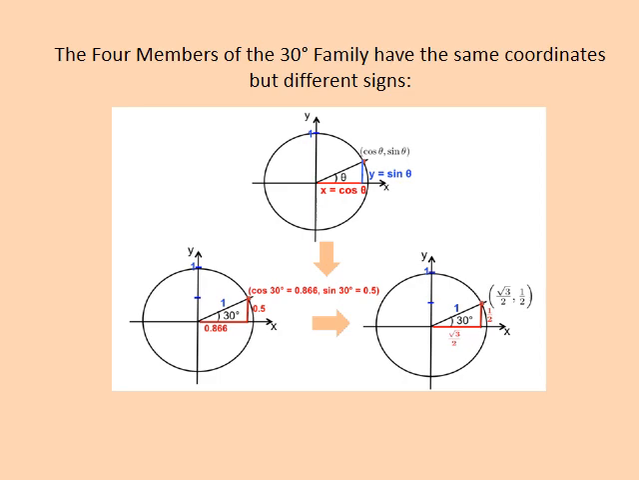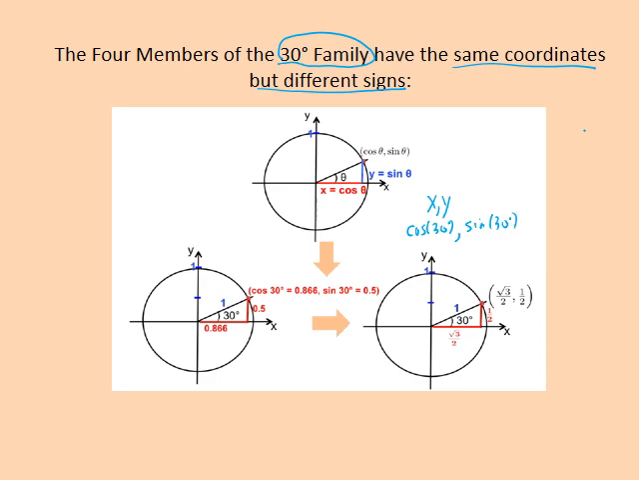As I stated before, if you are part of the same family, that means you have all 30-degree reference angles. In this slide, we're going to deal with 30-degree reference angles. What you discover is anything that's part of the 30-degree family has the same coordinates but different signs. So let's look in the first quadrant. In the first quadrant, we have x comma y represented by cosine of 30 degrees, comma, sine of 30 degrees.